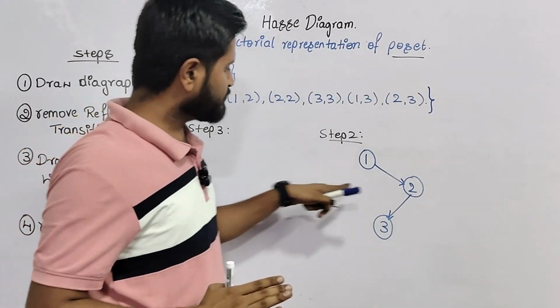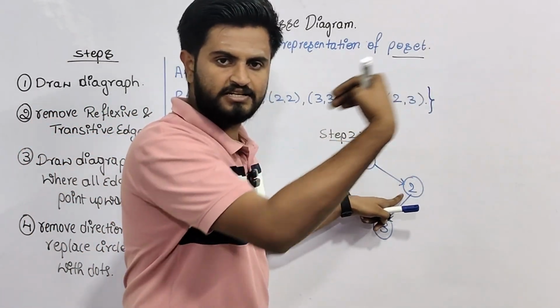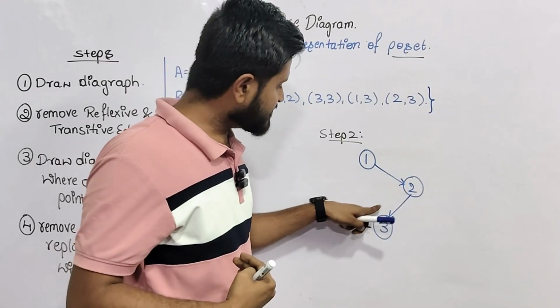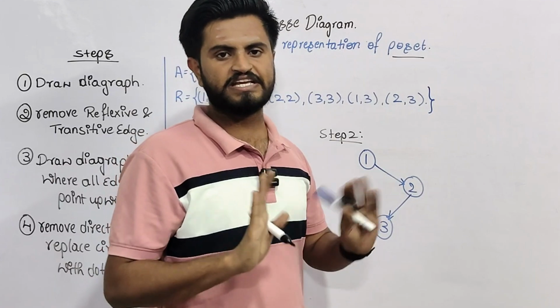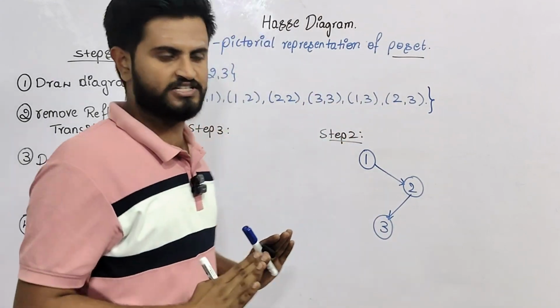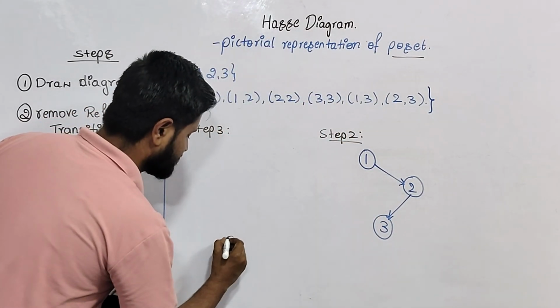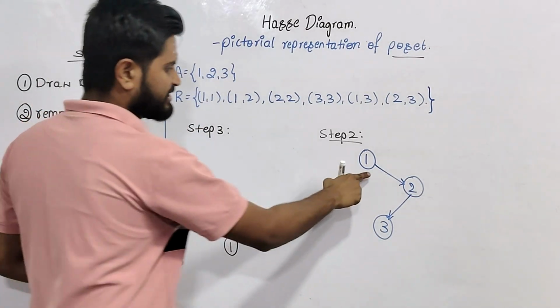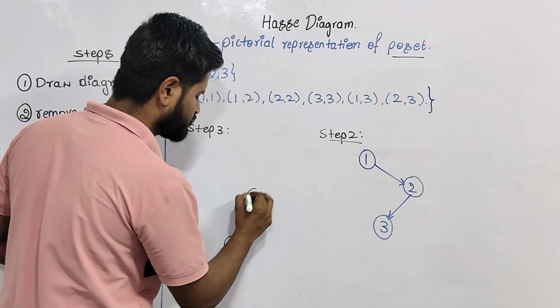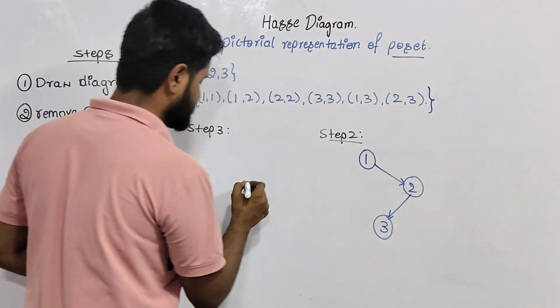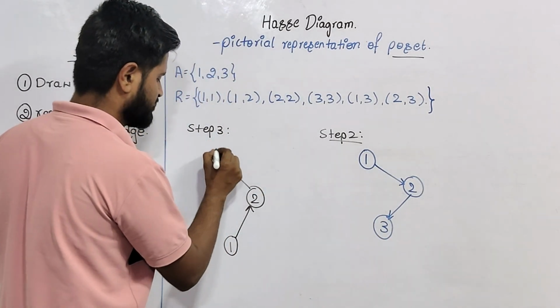So if you see here, 2 is having an edge incoming from 1, and 3 is having an edge incoming from 2. So 1 is not having any incoming edge towards it. So 1 will be written at the base. Now from 1 there is a connection to 2. Next from 2 there is an edge or a connection to 3.